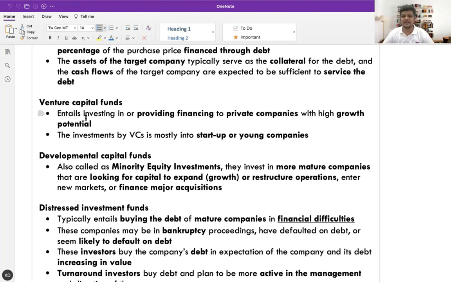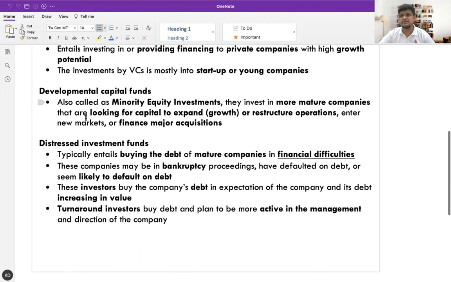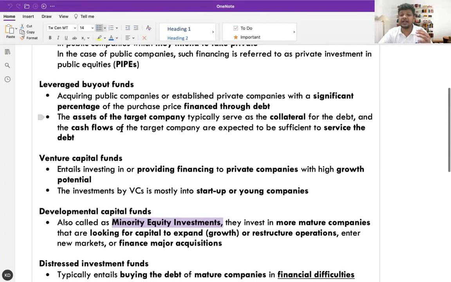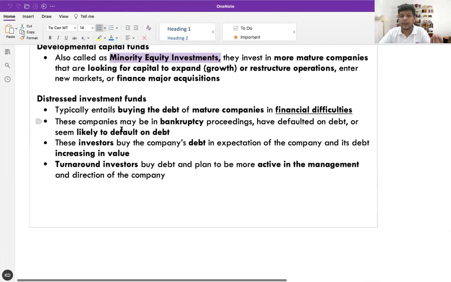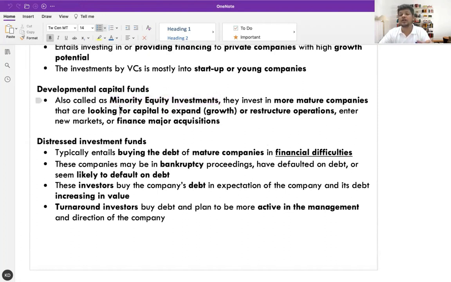Clear? Yes. Everyone? Yes. Now, along the same lines, you have development capital funds. Development capital funds are also called minority equity investments. They are one of the ways of private equity investment, where they invest in much more mature companies, which are not necessarily in trouble, but may be looking for expansion. For example, leverage buyouts generally invest in companies which are going through some financial issues. But development capital funds also invest in companies which are looking out for capex, capital expansion, growth, or restructuring, or which are probably entering a new market, a new product, or a new geography, whatever.